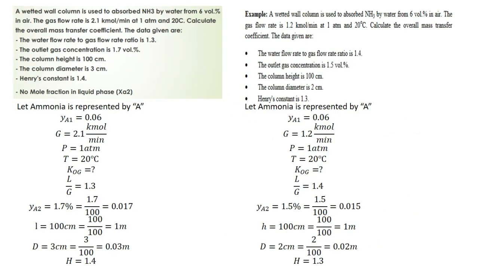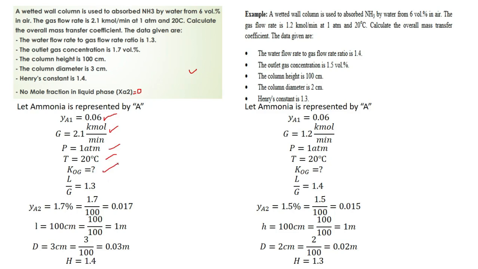Now I am moving forward. So this is the exercise question. Here he has asked for the mole fraction in liquid phase. It means XA2 is 0. Everything is similar. A wetted column is used to absorb ammonia by water, 6 volume percent. So volume percent in YA1 is 0.06. The gas flow rate is 2.1. Similar. Pressure is 1 atm. Temperature is 20. Calculate the overall mass transfer coefficient.